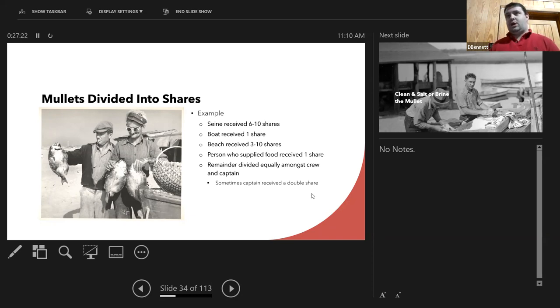The boat received a share. Really, that's going towards maintaining the boat. Then you have the owner of the beach received 3 to 10 shares, and the person who supplied food received 1 share, although sometimes individuals were responsible for supplying their own meals. And then the remainder was divided equally amongst the crew and the captain, although in some instances, the captain received a double share because he's the guy who's in charge and has the most responsibility.